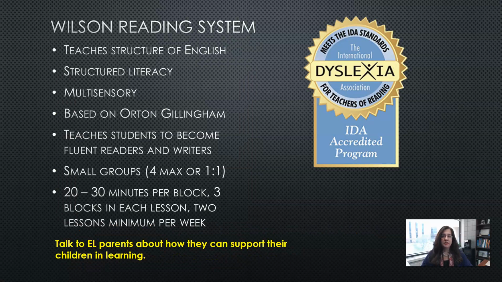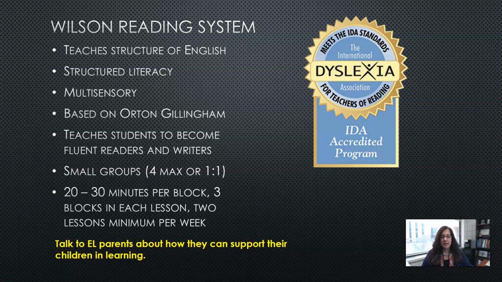And the Wilson Reading System, what does it do? It teaches the structure of English, which of course is helpful for English learners. It uses structured literacy. It's multisensory. Based on the Orton Gillingham, it teaches students to become fluent readers and writers. It uses small groups, 4 max, or one-on-one. And for English learners, that's really very helpful because it's a lot less threatening to do something in a small group as opposed to a larger group.